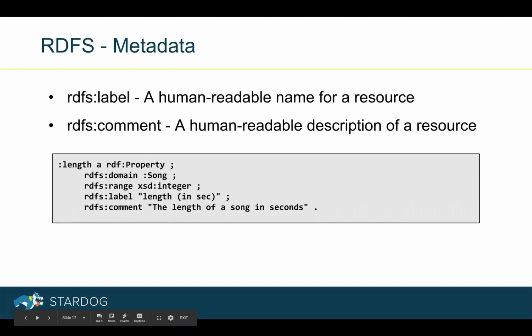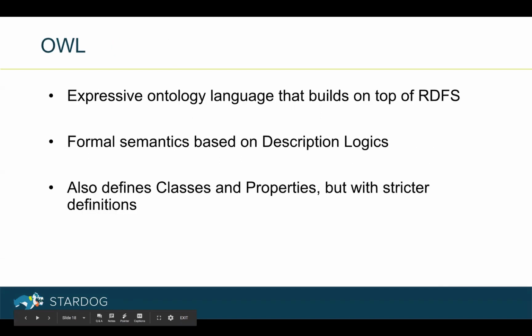RDFS also provides these label and comment predicates to let you define both a human-readable name and a human-readable description for your classes and properties. Their use is heavily encouraged to help flesh out your ontology and make it more user-friendly to anyone reading through it. There are also standard values to use in things like form labels or tooltips in an application that uses the ontology. We'll move on now to the web ontology language, or OWL.